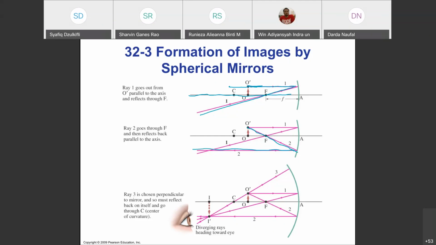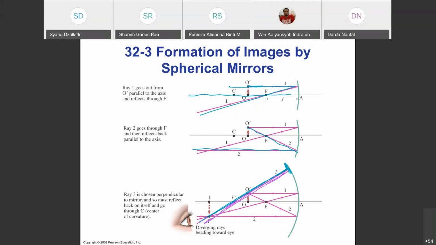The third ray, R3, is chosen perpendicular to the mirror. Perpendicular means this one has a 90-degree difference with the ray coming. So it must reflect back on itself and go through C. Because it is perpendicular at 90 degrees, it must reflect back here. It must go through C.